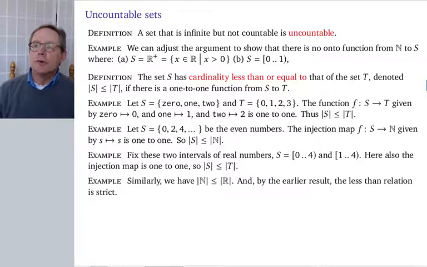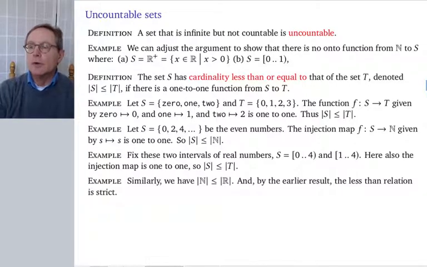So we can adjust the argument above to show there's no onto function from N to lots of other sets, and I named two in particular. You could do the positive reals, just don't worry about the negatives, or 0. Or you could do the interval between 0 and 1. Okay, whatever's convenient for you. So there's lots and lots of other sets that are uncountable besides just the reals.